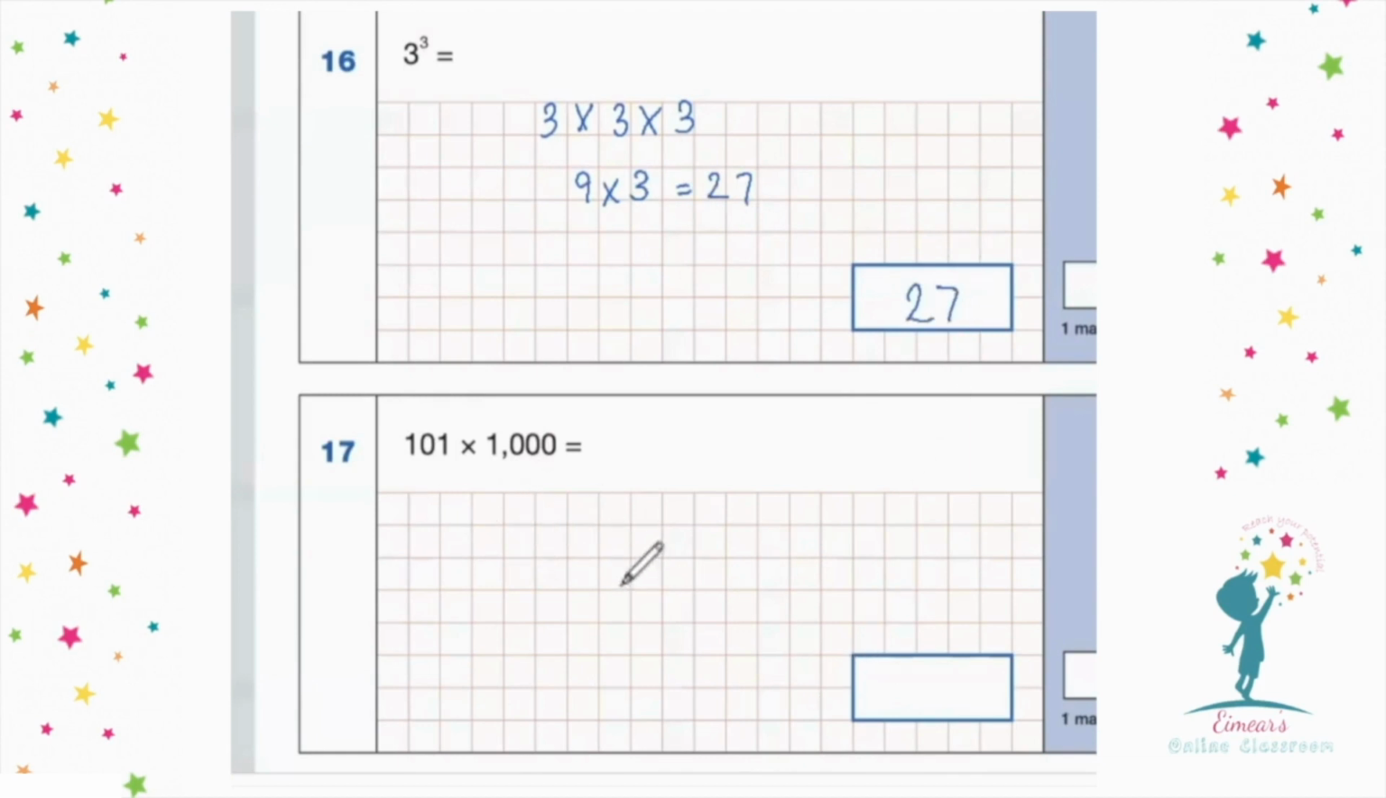101 times 1,000. So 1 times 1,000 is 1,000. So 101 times 1,000 is 101,000. A little tip here is whatever number of zeros you have in the question over the two calculations when multiplying, so we only have 3 zeros after the last digit, that's the number of zeros you have in your answer. So 1, 2, 3. So it's a quick way of checking your work.